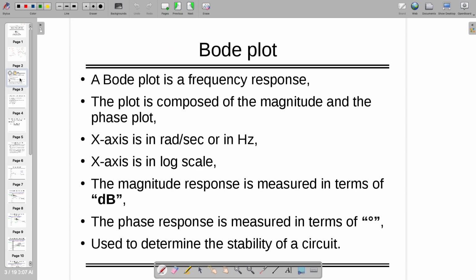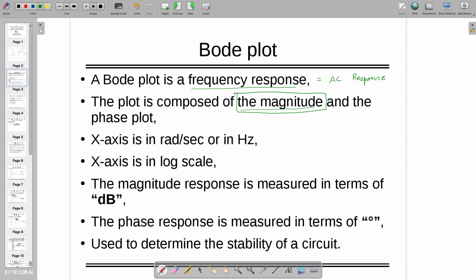So let's summarize what exactly the Bode plot says. So a Bode plot is a frequency response. It's also equal to the AC response, which we already talked about in the first class itself. The plot is composed of the magnitude as well as the phase plot. Today we are going to study only the magnitude plot on paper, not the phase plot. The phase plot is very easy compared to the magnitude one.